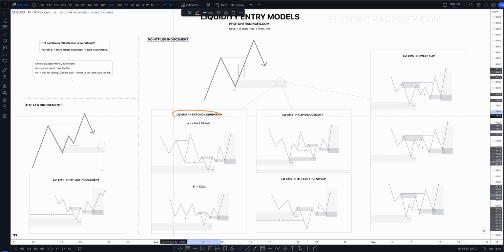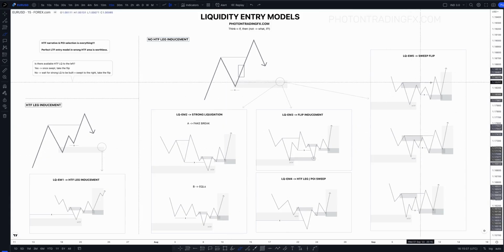Ideally, and this is what I would say the majority of you should just wait for. Always, if there's no inducement specifically, and even if there is, you still might want to wait for this. Wait for an entry model like this. Wait for that strong liquidation, okay? Now, you might miss some moves where this doesn't happen and it goes without you, fine. But it's going to increase your strike rate, okay?